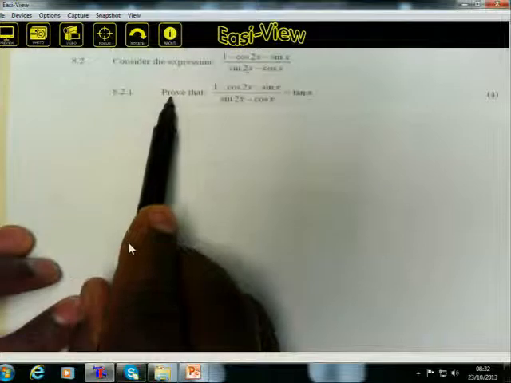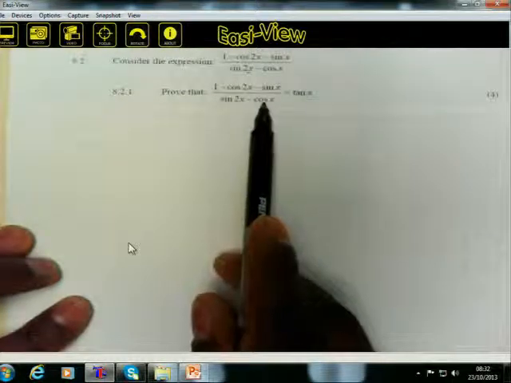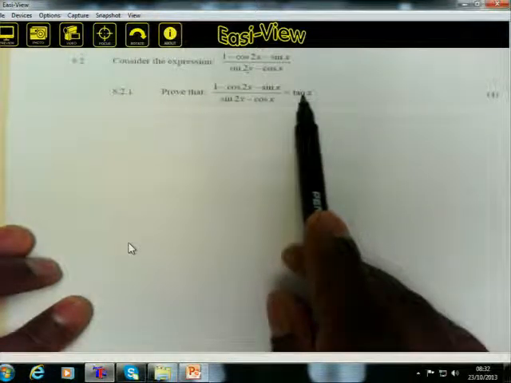Prove that (1 minus cos 2x minus sin x) all over (sin 2x minus cos x) is equal to the tangent of x. Every time you are required to prove, when the question states prove, you have to choose the complicated side. As you can see, this is the left-hand side, and this one is on the right-hand side of the equality sign.